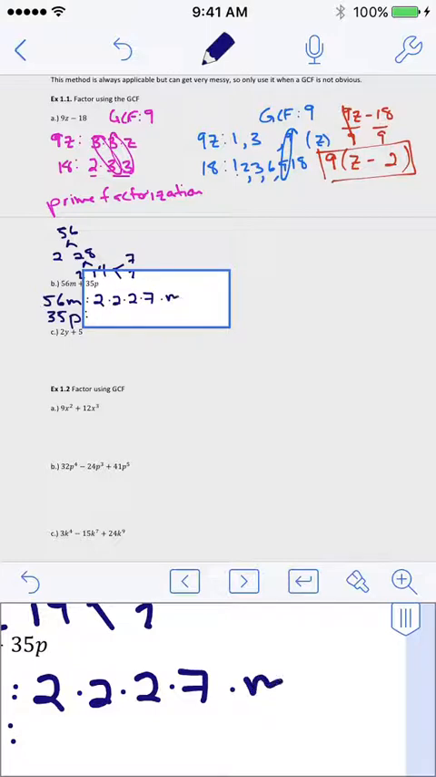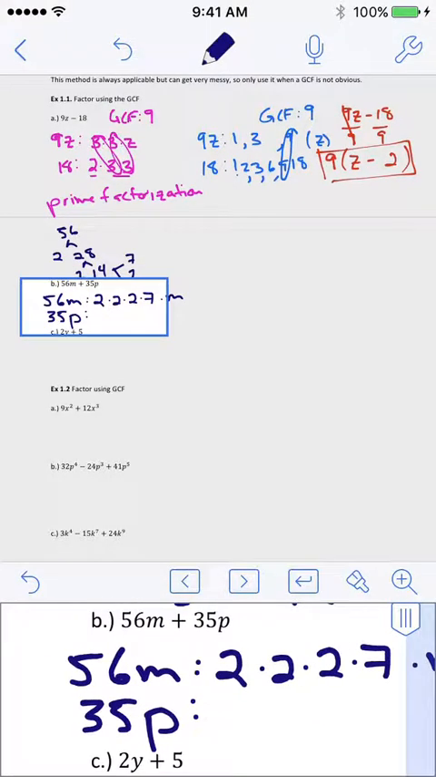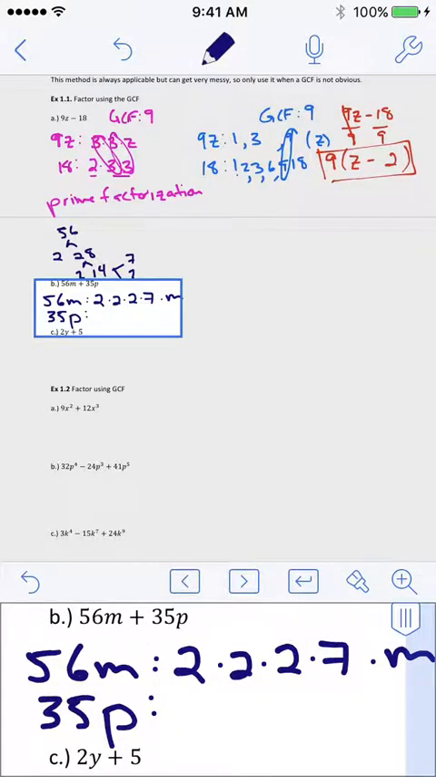And then the term also has an m. I'll do the same thing for 35. 35 is a little easier because it already breaks down into primes when I go 5 times 7, right? You've got a p as well.